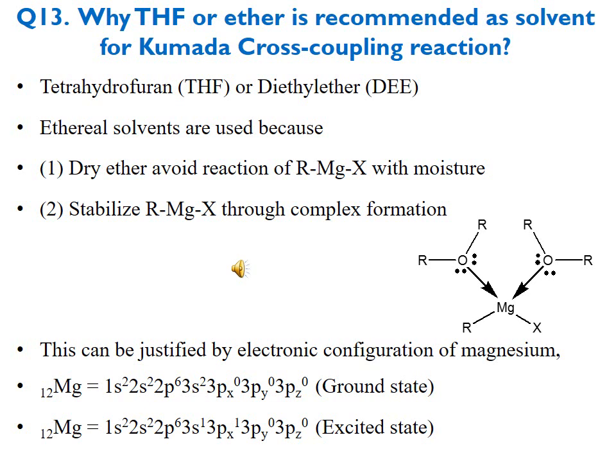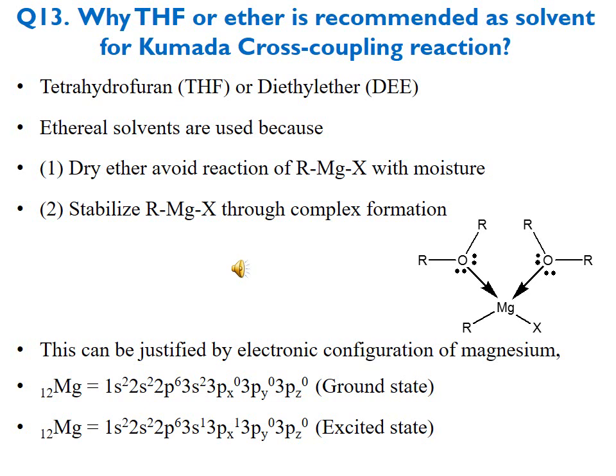Next question is about the Kumada cross coupling reaction: why is THF, tetrahydrofuran, or ether recommended as solvent for Kumada cross coupling? We know that in the Kumada cross coupling reaction we are using a Grignard reagent along with the alkyl halide, and Grignard reagents are active species due to the polar bond between carbon and magnesium. So this Grignard reagent is kept in dry ether to avoid its reaction with moisture. And another thing which ether gives here is stabilization. Here you can see the stabilization of this Grignard reagent through ether.